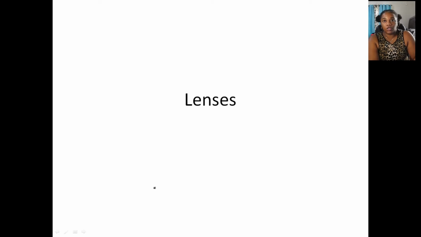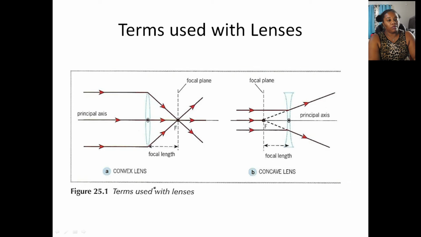Alright, so now we're moving on into lenses. We're going to look at the terms used with lenses. You have the principal axis, which is this very long line here running through the optical center, and then all of the rays of light will converge at something called the focal plane, and then the focal length is the distance between the optical center and the focal plane. This is a convex lens. With a concave lens, better known as a divergent lens, we also have a principal axis. You have an optical center. The distance between the optical center and the focal plane is called the focal length, and the place where the rays seem to diverge from would be the focal plane right here, right?